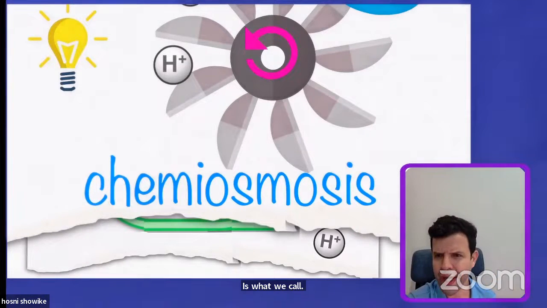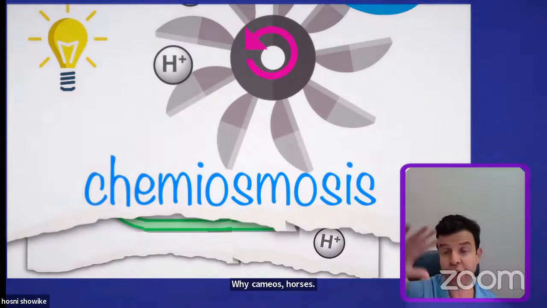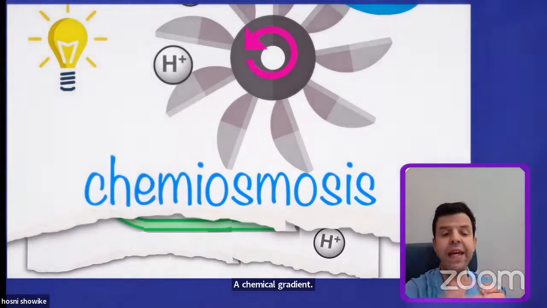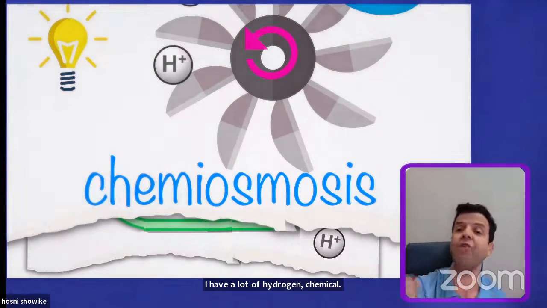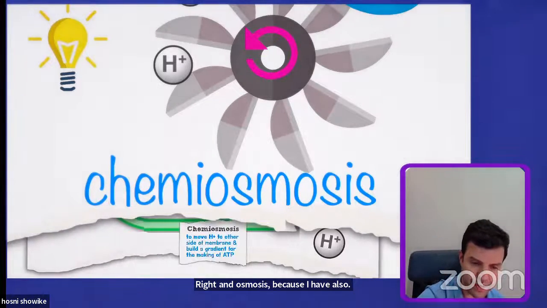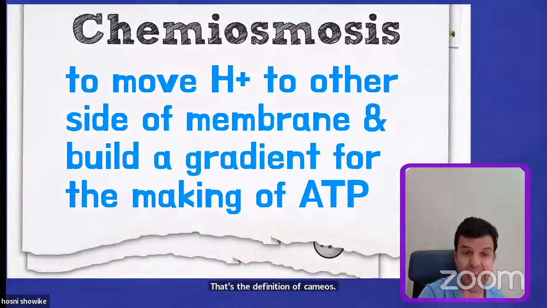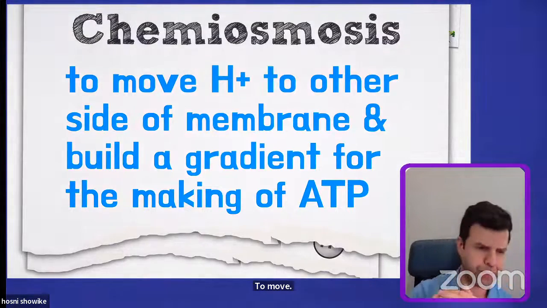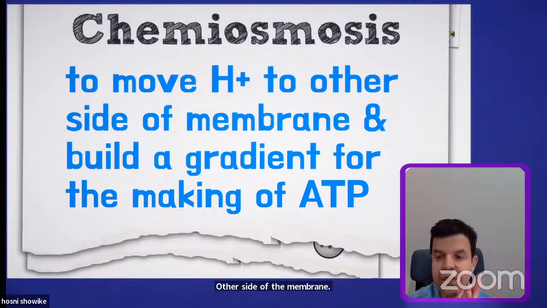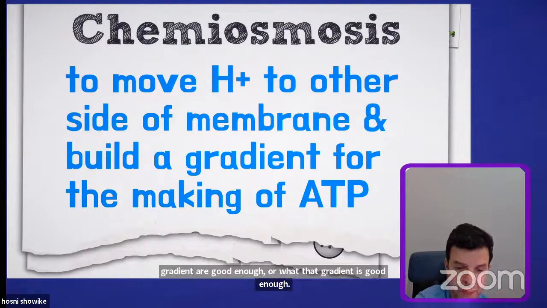chemiosmosis. Why chemiosmosis? Chemiosmosis because it's both a chemical gradient. I have a lot of hydrogen ions, that's chemical, right? And osmosis because I also have a charge gradient. So again, let me show you the definition. That's the definition of chemiosmosis: to move H plus to the other side of the membrane and build a gradient. That gradient is good enough for what? That gradient is good enough to generate ATP.